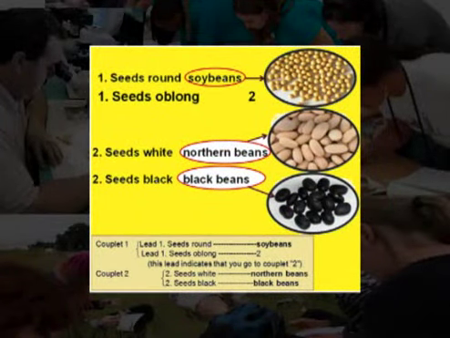For example, couplet 1 has two leads. The first lead of this couplet is seeds round, which signifies soya beans. Then the second lead of the first couplet is seeds oblong. It indicates that we have to move to couplet number 2. Couplet 2 has two leads: seeds white, which demarcates northern beans, and seeds black, which demarcates black beans.